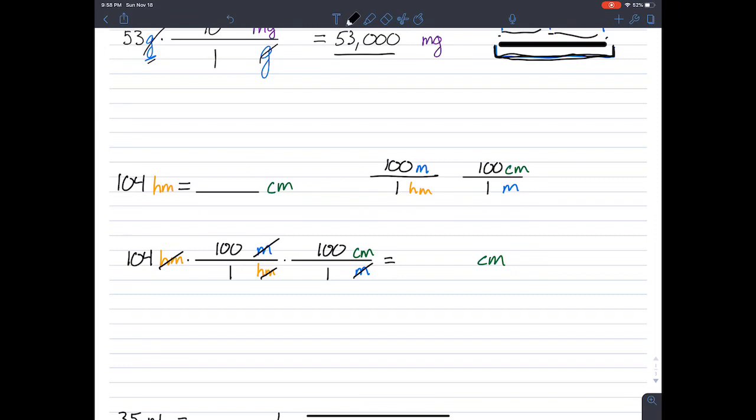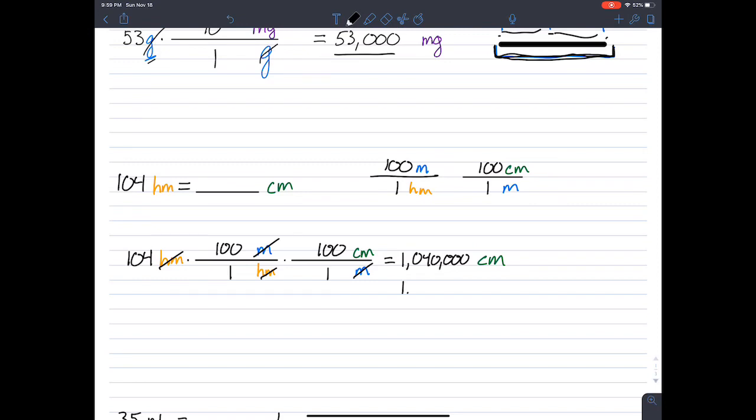So we have 104 times 100 times 100, or 100 as the kids say. So 104 times 100 times 100 equals 1,040,000 centimeters, which could be written, another important basic foundational skill, in scientific notation. So we have 1, and you always have one whole number, then a decimal.